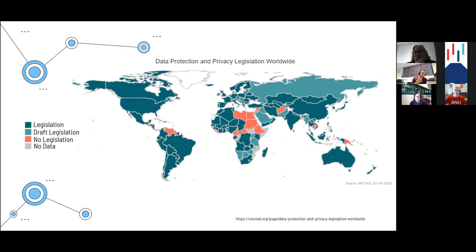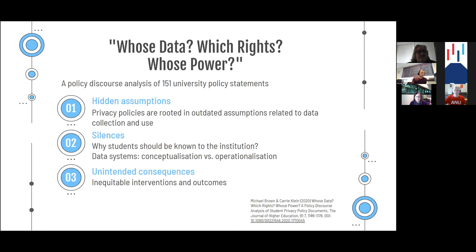So here, especially on this slide, we're not talking about education institutions only, but worldwide across different institutions and different levels. As you can see here, there are very few countries without any data protection legislations in 2020. There were actually very few countries without data legislation back then, a year ago. However, having a legislation or a policy in place does not really solve all our problems.